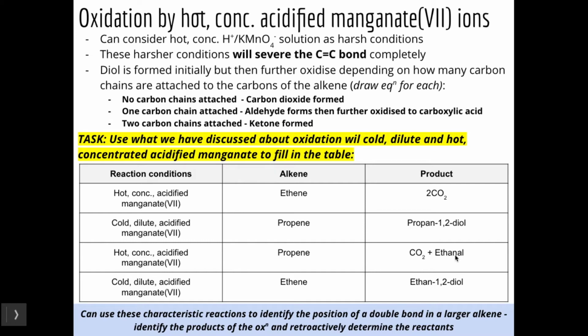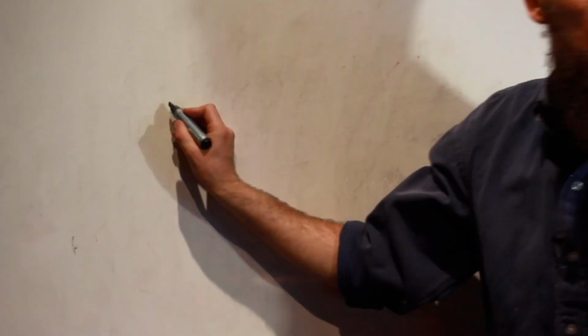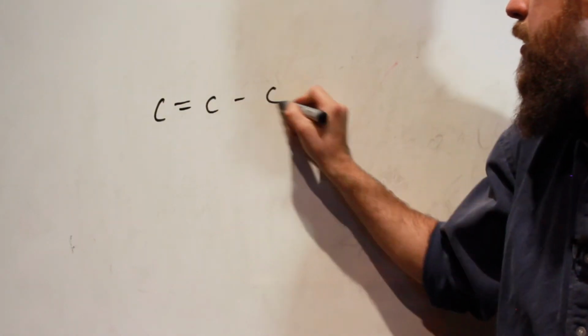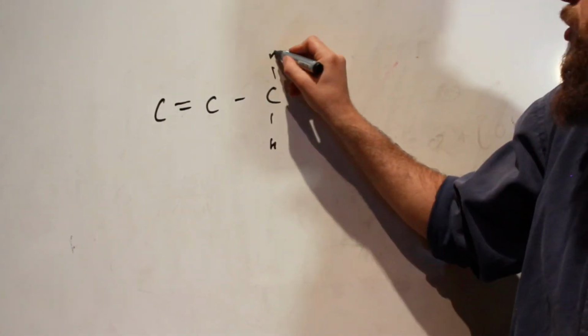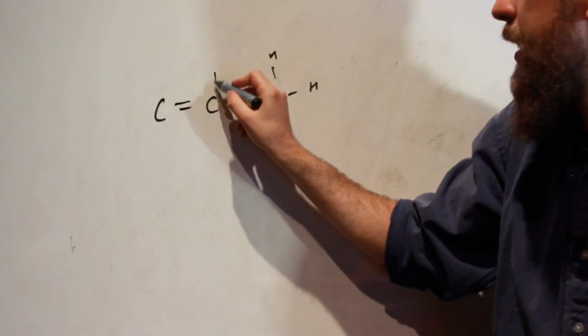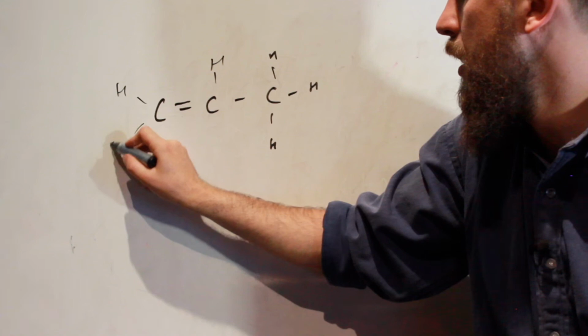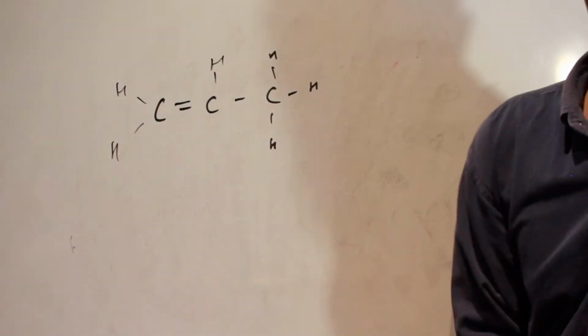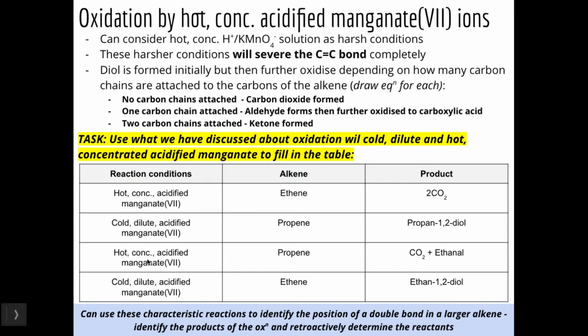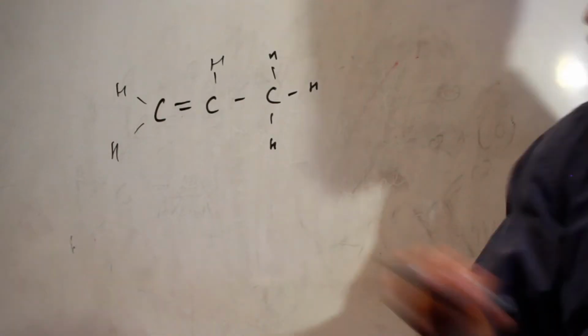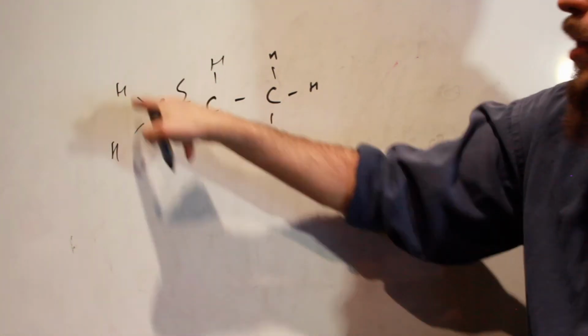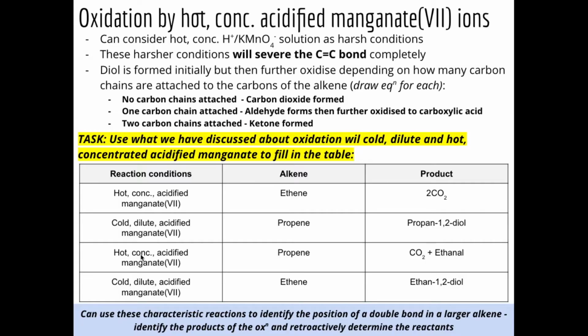In fact, that third one I might draw up so that we can have a look at why we get that. So let me go through this one here in particular. Propene. I've got C, double bond C, like that. Put my hydrogens in. Now let's consider we have harsh conditions, hot concentrated. So we're severing that bond. We have a carbon with no other carbon groups attached. So if I go back here, no carbons attached, we form the carbon dioxide.